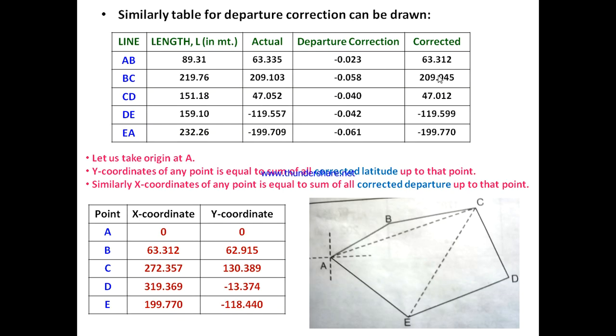After calculating the corrected values of latitude and departure, you can easily calculate the independent coordinates of the different stations A, B, C, D, E, which you have now corrected with corrected departure and latitude values. You just take the first value as 0, 0. Then you can take the first corrected value of latitude and departure. Then you can add these two coordinates for getting the third one. Then you can add the coordinates of A, B, C to get the fourth one, and similarly for other stations.